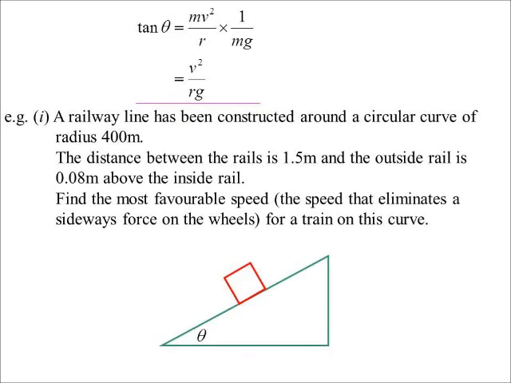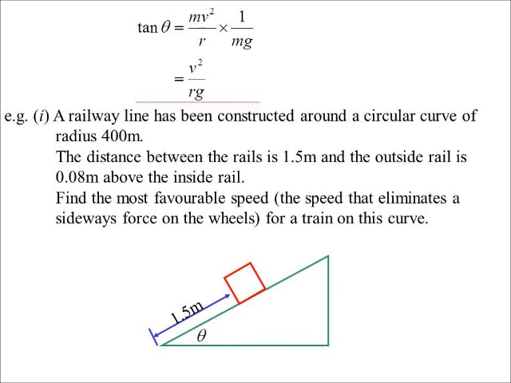So again, let's draw up the diagram. So we're saying the distance between the tracks is 1.5 metres. So one track, if you like, is at the bottom of the bank, and the other one is 0.08 above the one at the bottom there. So our forces, we'll have our normal force, and we'll have our gravitational force. So let's solve our problem. Work out where theta is. Theta ends up being in that position.